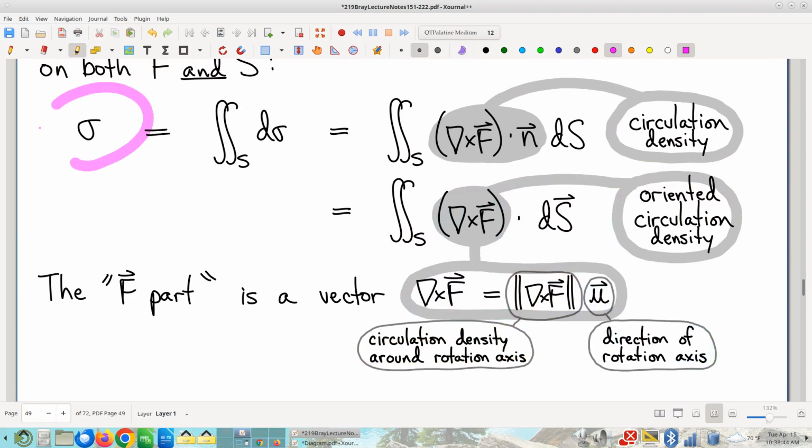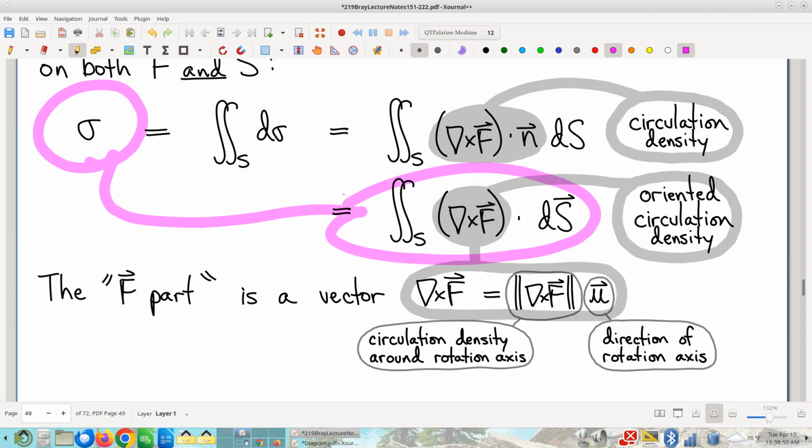that circulation is a flux of curl, why that makes sense. Why that kind of ought to be true.